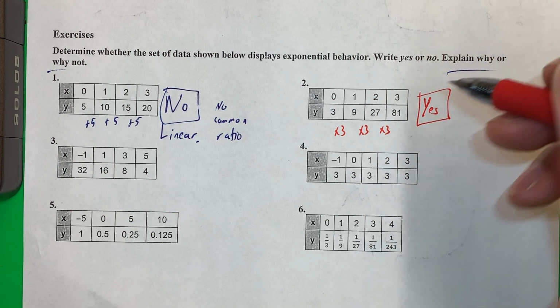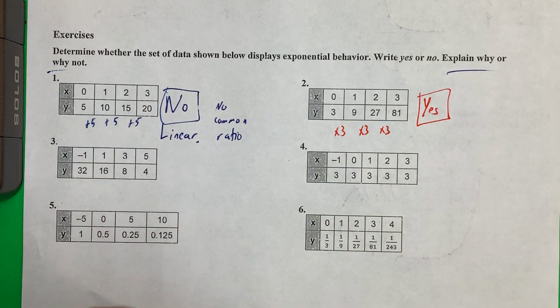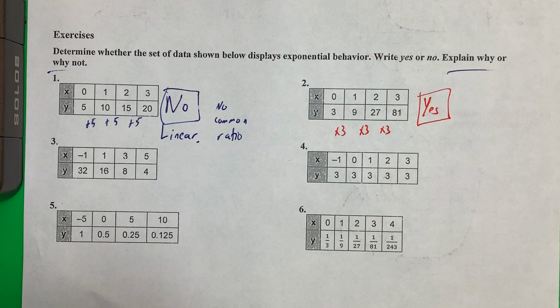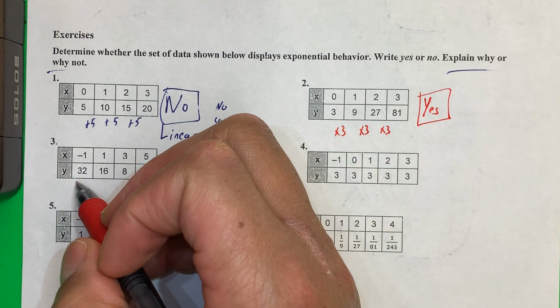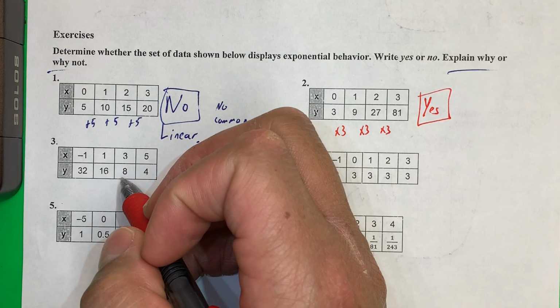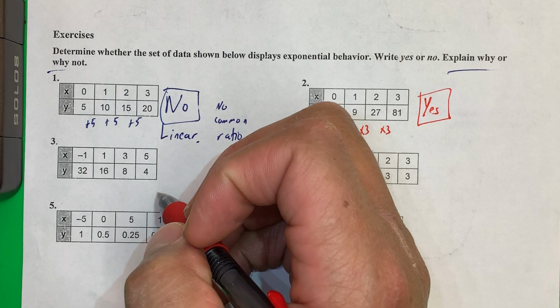Okay. 3 is tricky because it's definitely not adding the same thing over and over again. The numbers are actually getting smaller. But we know that a common rate of change can be negative because we know that a slope can be negative. But even still, I could do 32 minus 16 to get to 16. But then if I subtract 16 again, that doesn't give me 8. So it's still not going to be linear.